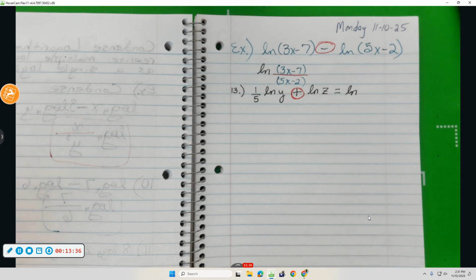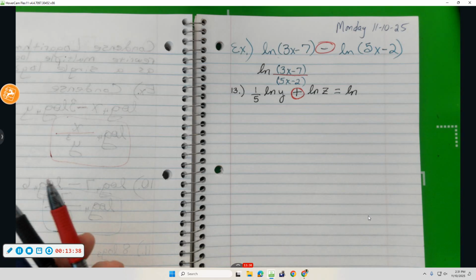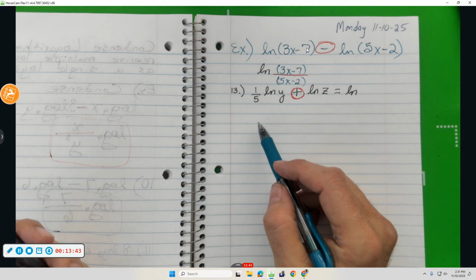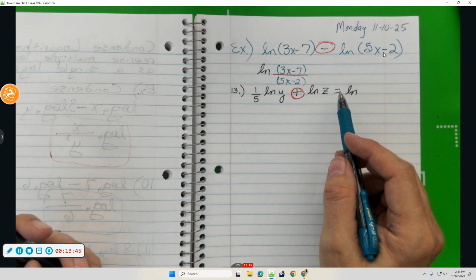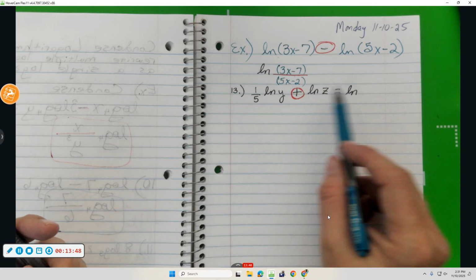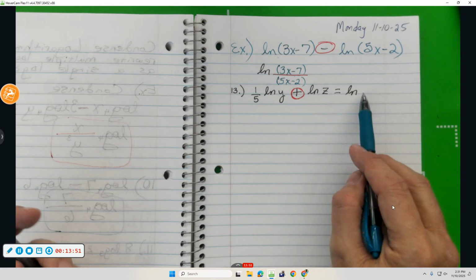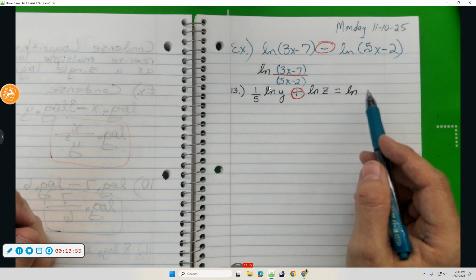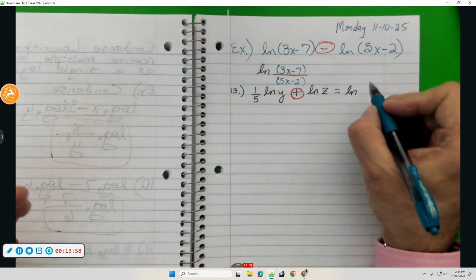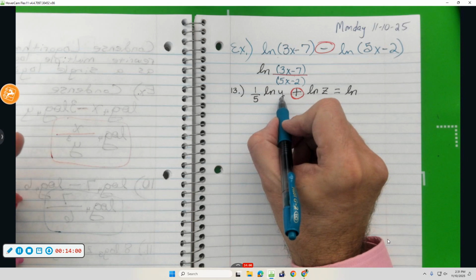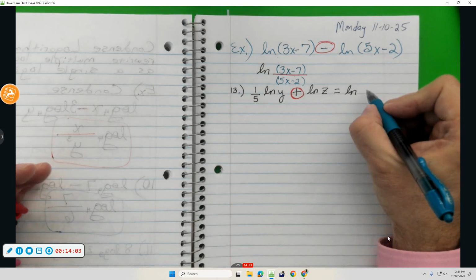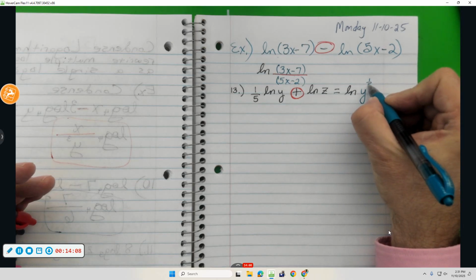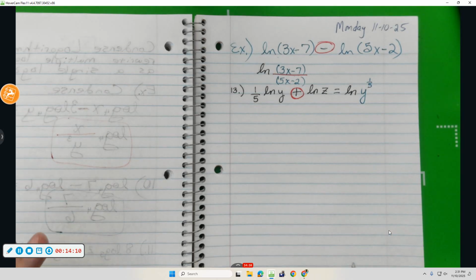If you can't divide, what's the only other thing you can do to arguments? You can't divide them here. So here there was a minus, so you divided the arguments. With a plus, what do you do to the arguments? Multiply. You have no idea how many people put a y plus z. It's y times z. Call out what's the first thing. Am I going to write 1/5 y or y to the 1/5? Y to the 1/5. The number in front of the ln is always the exponent.